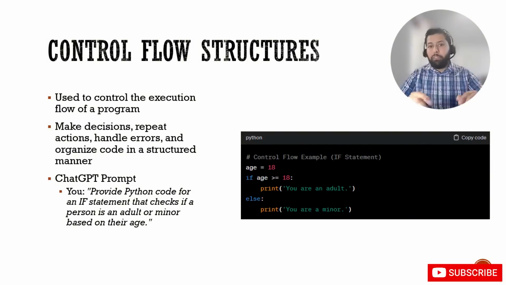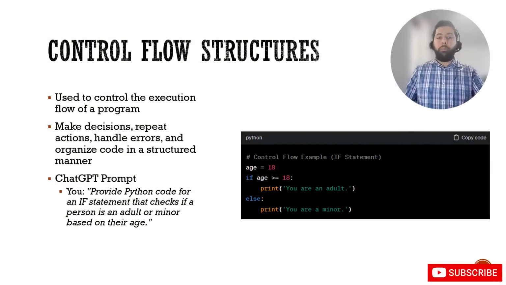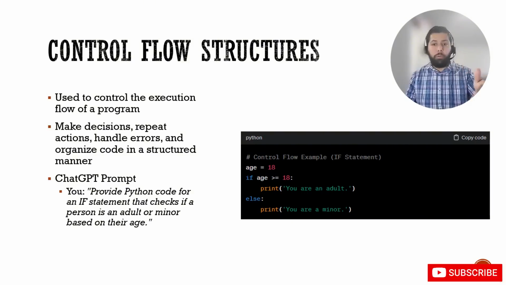So if you wanted to prompt, for instance, ChatGPT to do something simple for you with control flow, you can construct a simple string that says something like this: provide Python code for an if statement that checks if a person is an adult or minor based on their age. Okay, and if you did that, you can simply get an output like this: control flow example, if statement, age is equal to 18. So if the age is greater than or equal to 18, print you are an adult. Else, print you are a minor. So based on the condition.